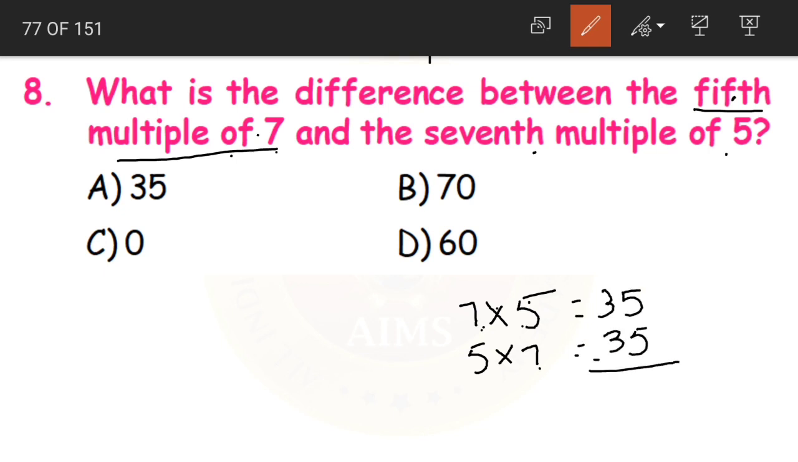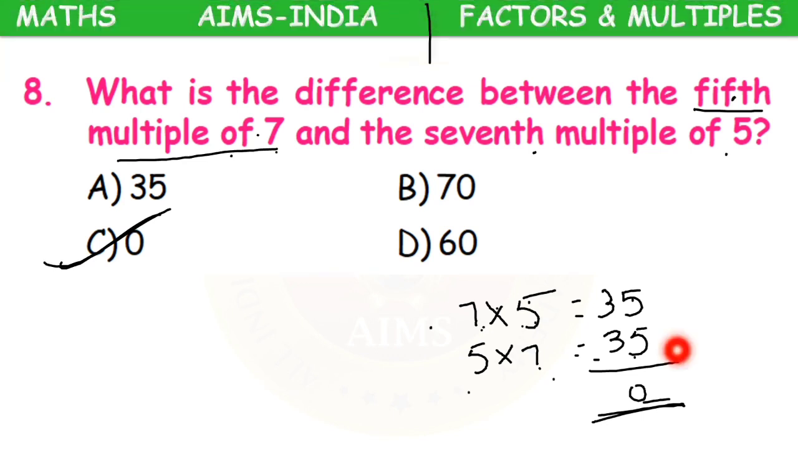What will the difference be, children? 35 minus 35 is equal to 0. So 0 becomes our answer. Yes, be it the fifth multiple of 7 or the seventh multiple of 5, both are the same. So that is why when we find out the difference, it will be 0.